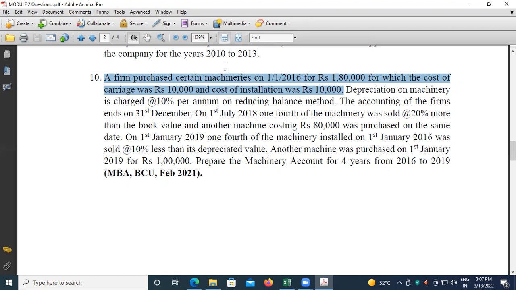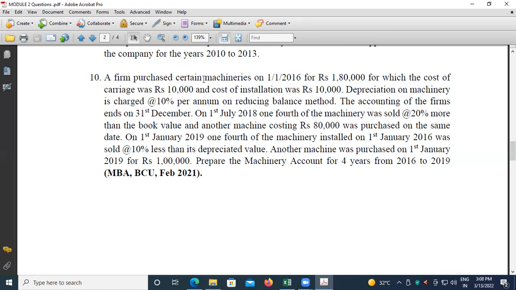Let us go on further. What does this question say? Depreciation on machinery is charged at the rate of 10% per annum on the reducing balance method. So here they are telling you to charge depreciation at the rate of 10% per annum. Which method do we have to follow here? Reducing balance method. Next, the accounting year of the firm ends on 31st December.